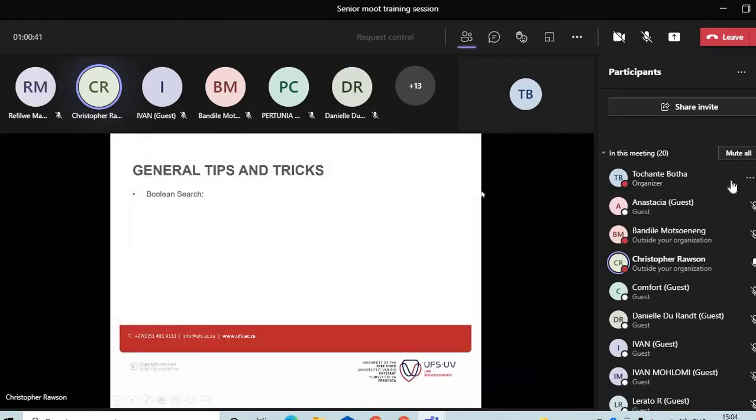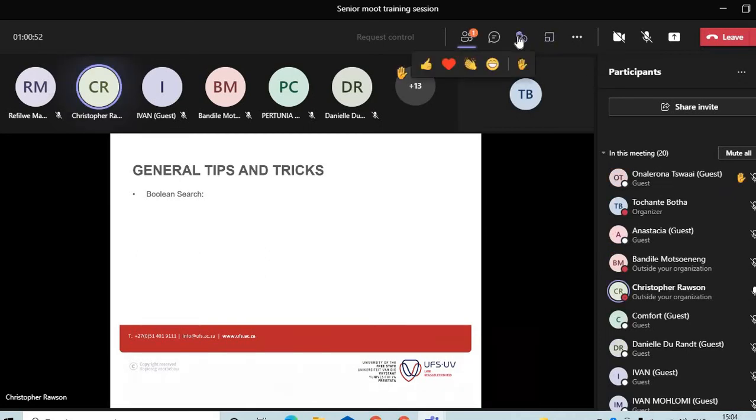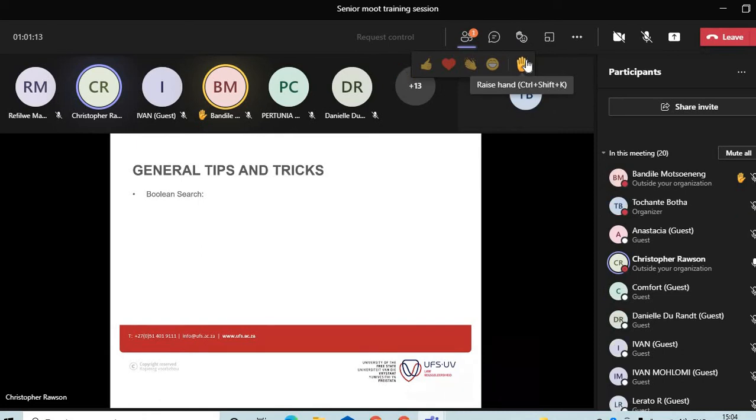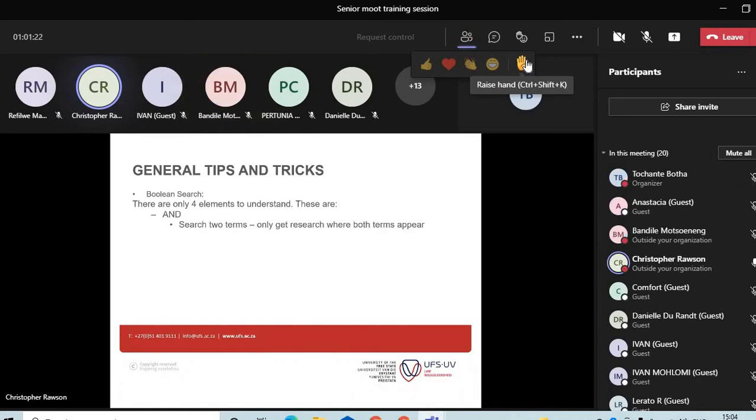So general tips and tricks. Tell me, raise your hand if you've ever heard of a Boolean search. Has anyone who's part of this training heard of what a Boolean search is before, or ever used a Boolean search? Okay, so on a basic level, a Boolean search is things you add to your search so that you can find more specific results, right? So there are 4 elements that you need to understand to this one.